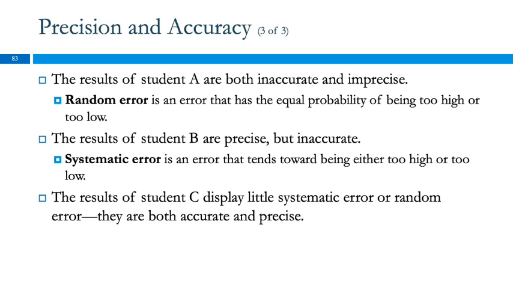So one way to get around random error is taking multiple measurements. Because the first measurement might be too high, the second one might be too low. When you average them, the random error will cancel out. And that's why you'll see in lab, we often measure things or repeat an experiment 3 or 4 times so that we can get rid of random errors. Systematic error tends to be either too high or too low, and that will affect the accuracy of your result.